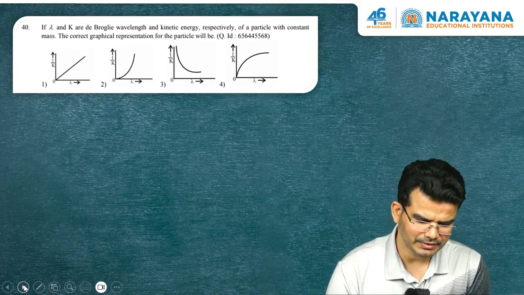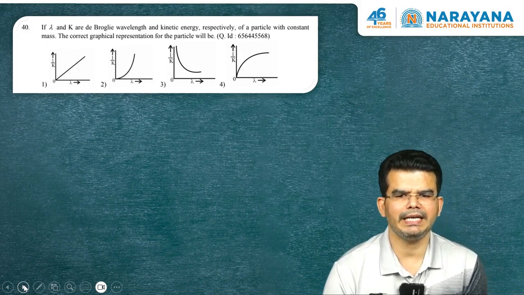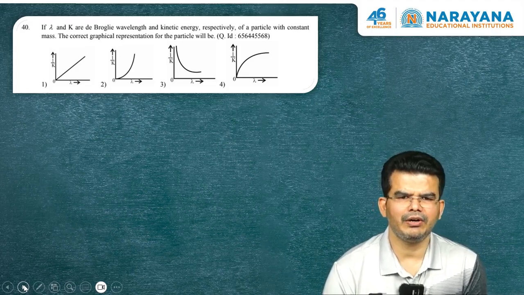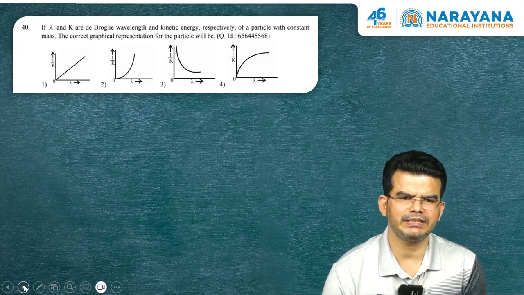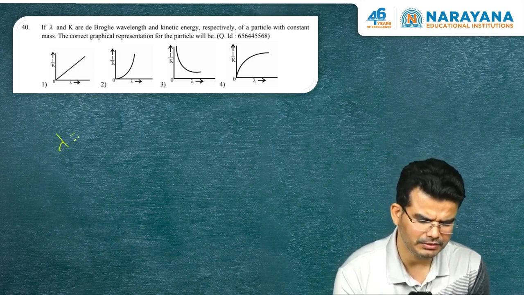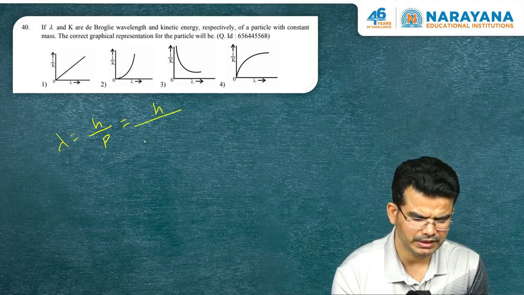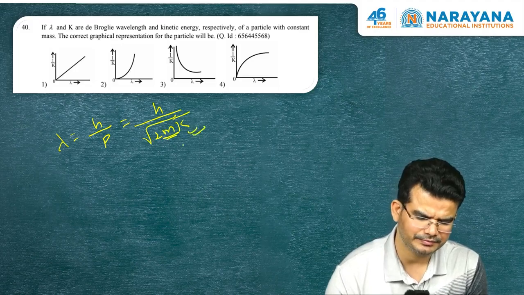Okay, next question is, if lambda and k are the de Broglie wavelength and kinetic energy respectively of a particle with constant mass, okay, mass is constant. Graphical representation of, so we know lambda equals h by p, where h is Planck's constant and p, the momentum, is root over 2mk. They are saying that mass is constant, k is kinetic energy here.